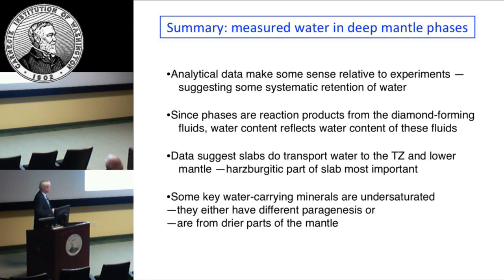The data suggests that slabs do transport water to the transition zone and lower mantle, and that the Hartzburgitic part of the slab is perhaps the most important. And then we have some water-carrying minerals that are undersaturated, such as this coesite, and either they have a different paragenesis or are from drier parts of the mantle.